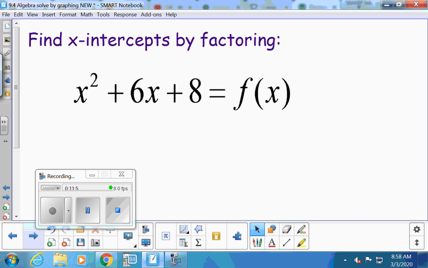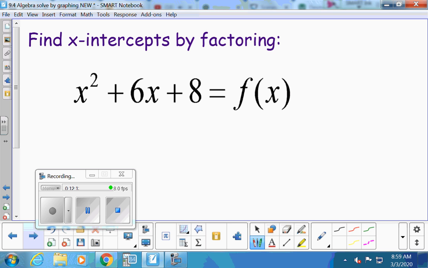Okay, now we're gonna put Desmos aside and pretend we don't have Desmos and pretend we have to show how to solve by factoring. And we've done this before. This is a review. How do I solve using factoring? Do you remember? We've done it before. It was on your test. Anybody remember?